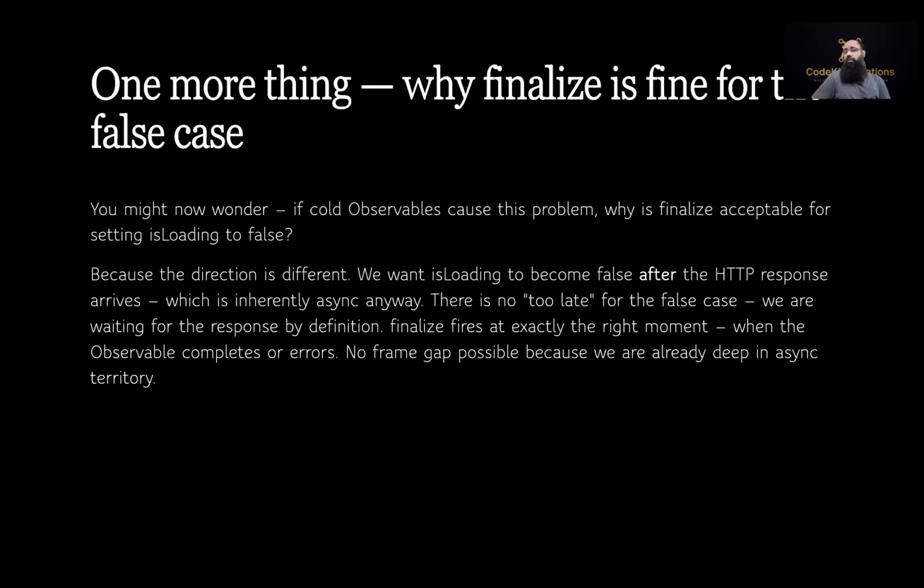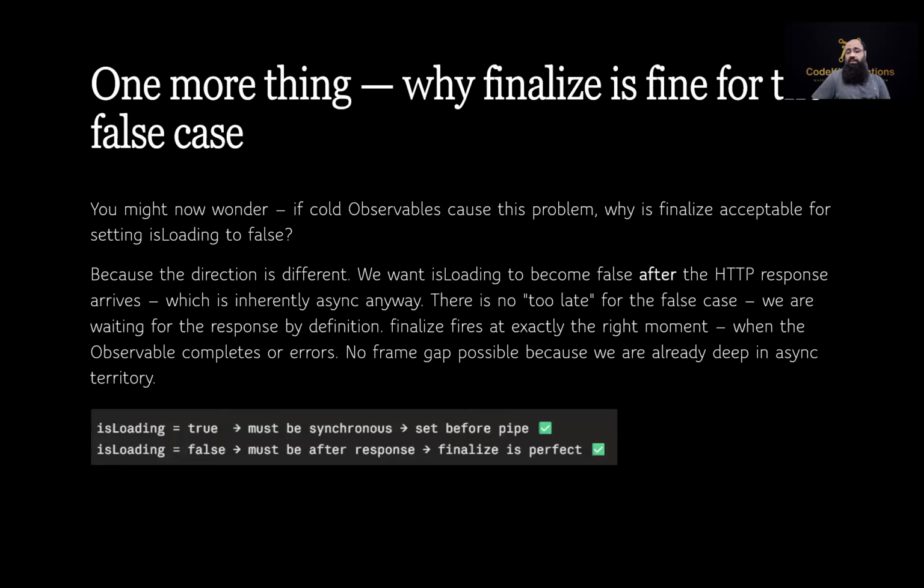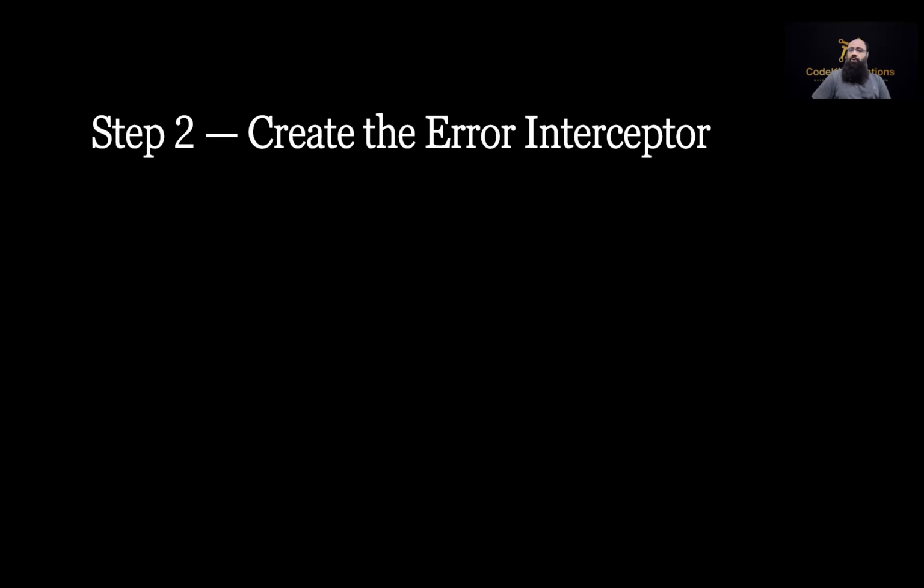We want isLoading to become false after the HTTP response arrives, which is inherently async anyway. So there is no too-late problem for the false case. We are waiting for the response by definition, and finalize fires at exactly the right moment, when the observable completes or errors. No frame gap is possible because we are already deep in async territory. And you can see over here, isLoading must be false after response. So this is the case for isLoading equals false. This is perfect.